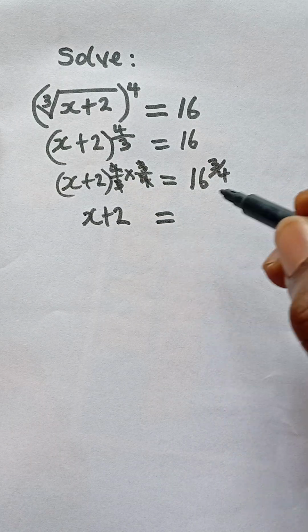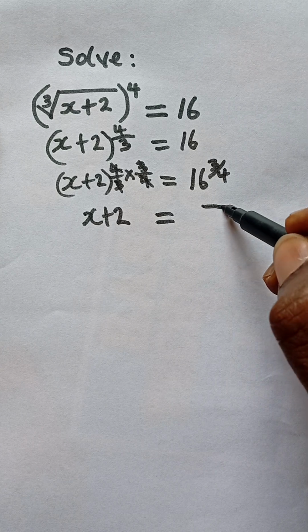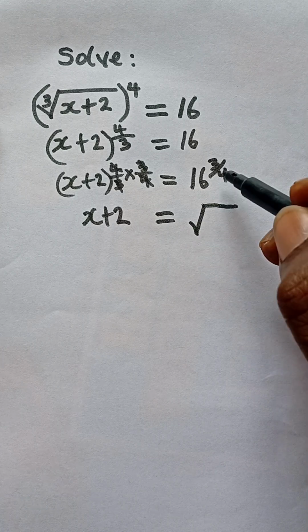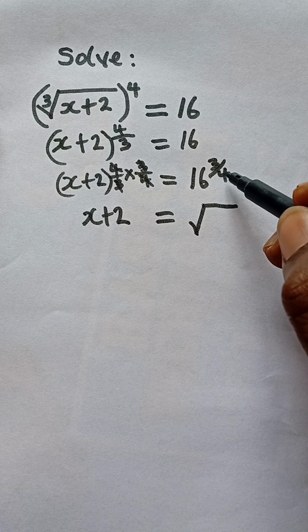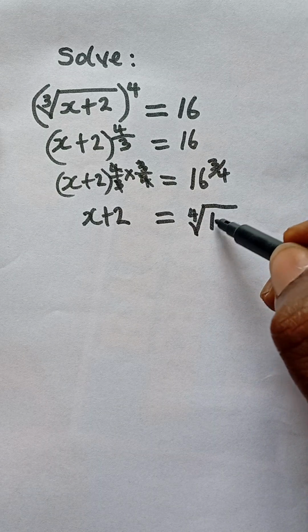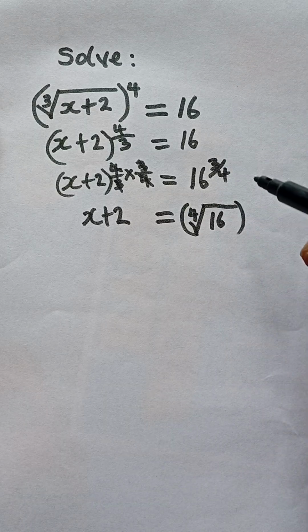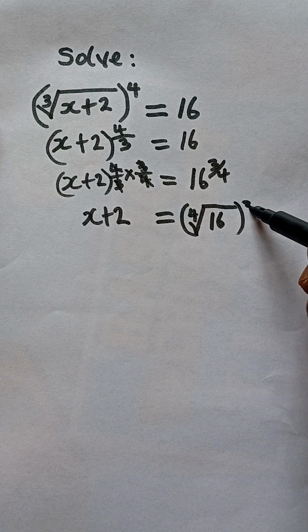Then that will be equal to 16 to the power 3 over 4, which will definitely mean this fraction here, the denominator, will be written here as the root. So it becomes the fourth root of 16. Then everything is raised to the power of this numerator, which is 3.